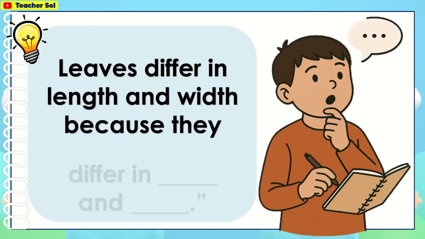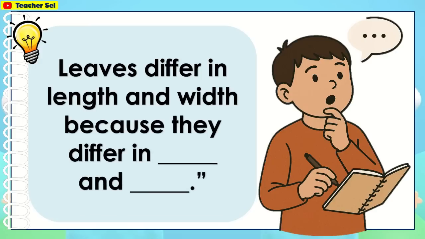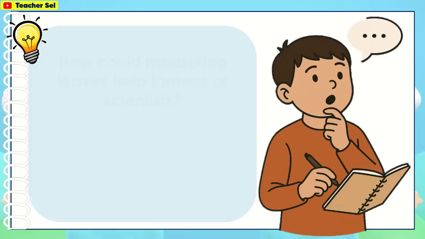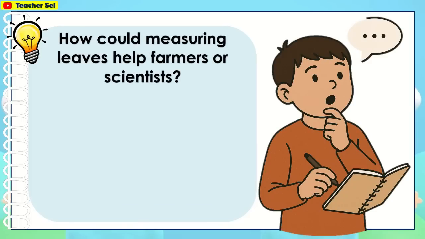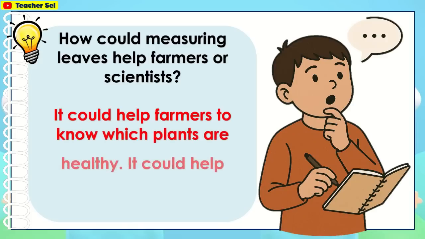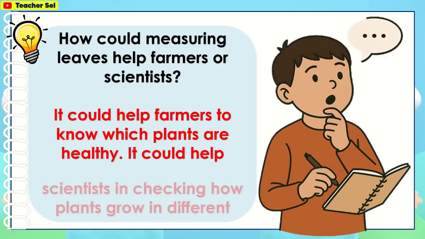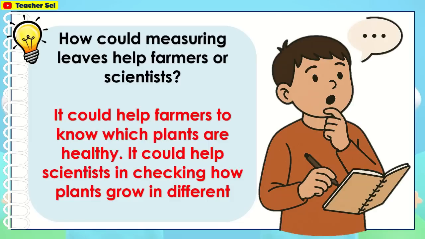Leaves differ in length and width because they differ in shapes and sizes. Very good, because they differ in shapes and sizes. How could measuring leaves help farmers or scientists? It could help farmers to know which plants are healthy. It could help scientists in checking how plants grow in different places.